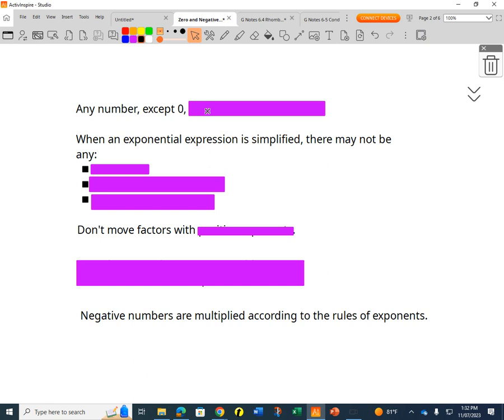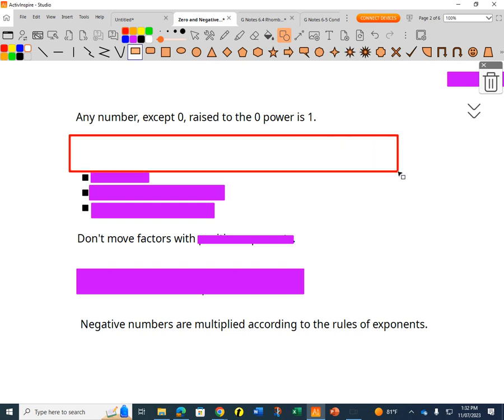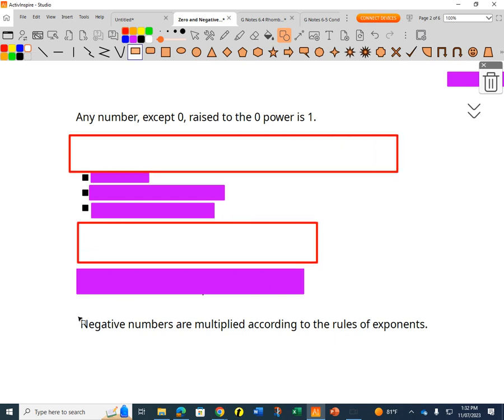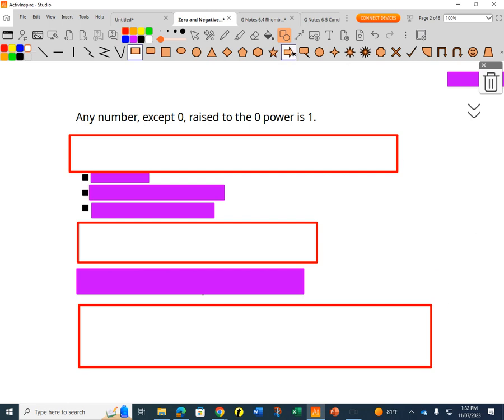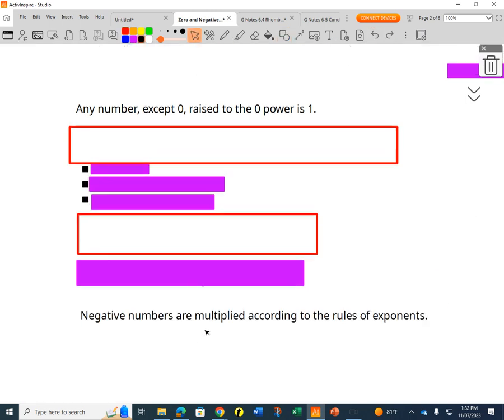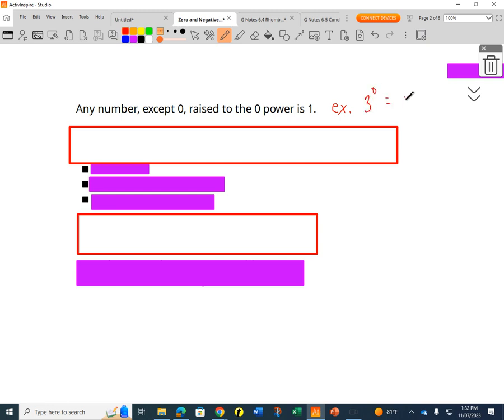So any number except 0 raised to the 0 power is 1. So, for example, 3 raised to the 0 power equals 1. X raised to the 0 power equals 1.